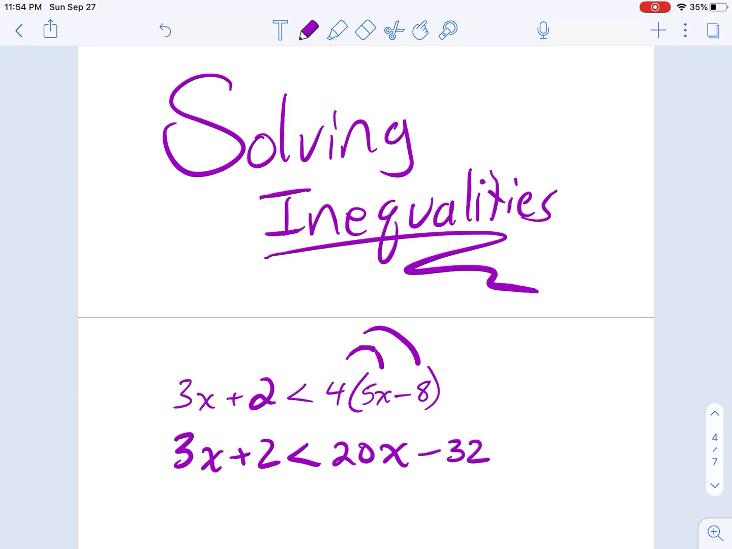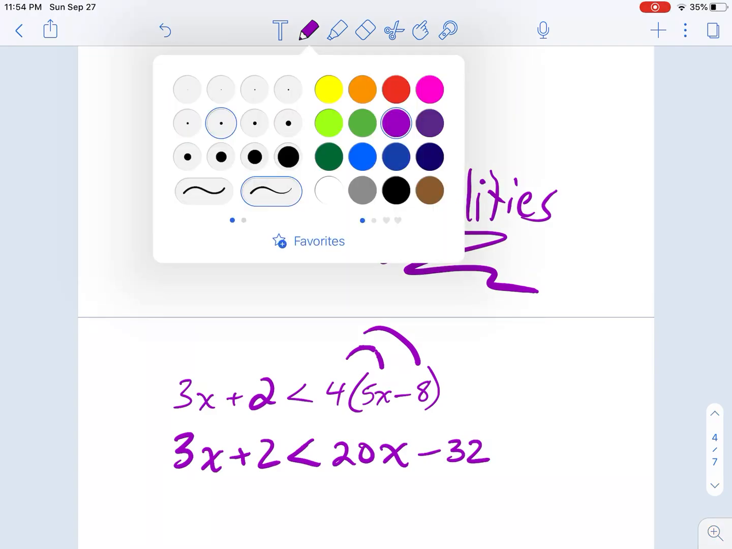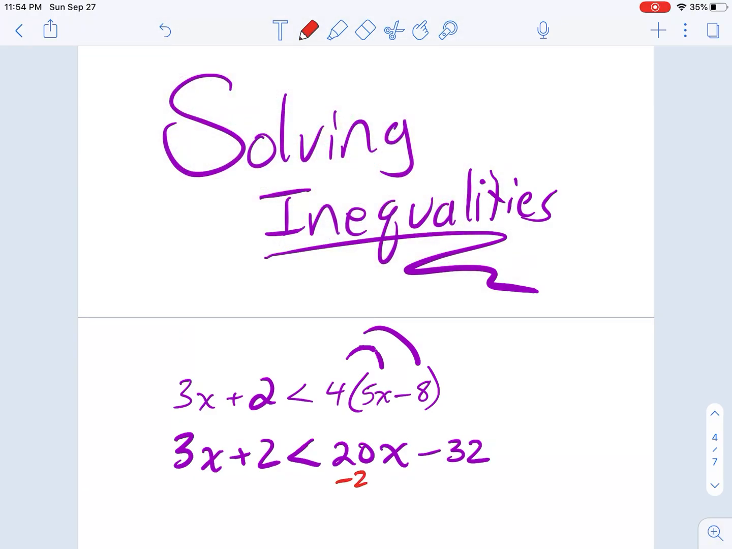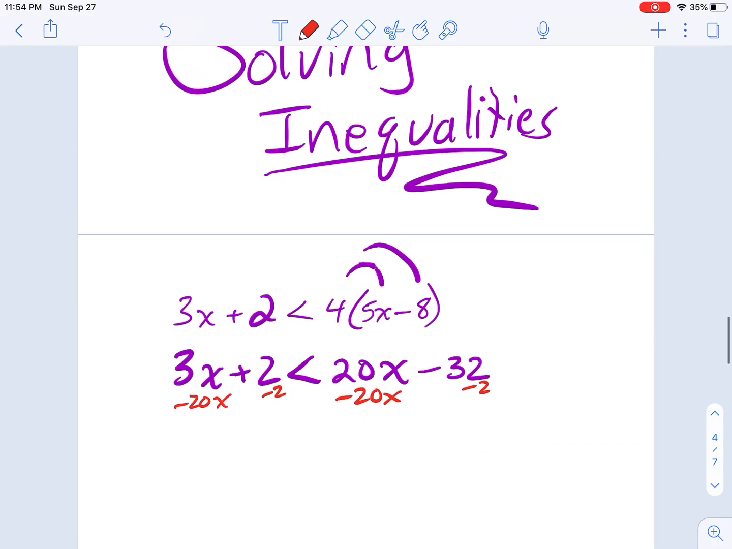I'm going to try to get my x's all on one side. Do I want them on the left or the right? I kind of like them on the left for inequalities, but it really doesn't make a difference. So I'll subtract a 2. All right, and so then I have a negative 17x is less than a negative 34. I'll divide both sides by negative 17, so x is less than 2.